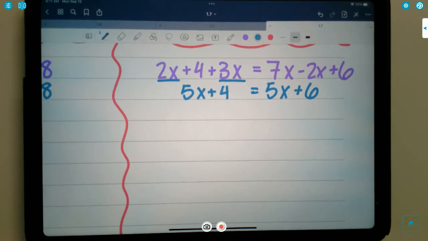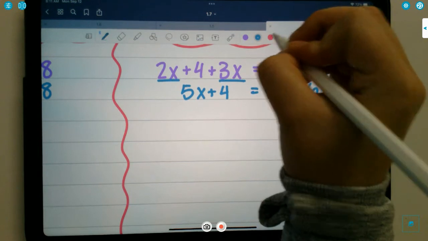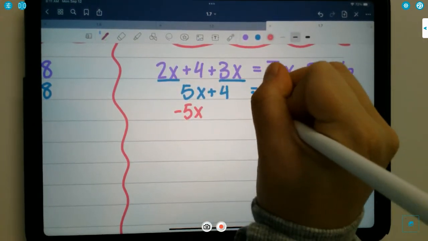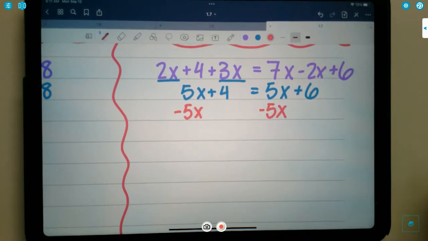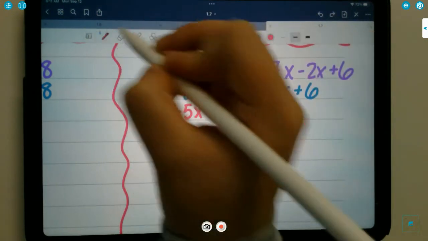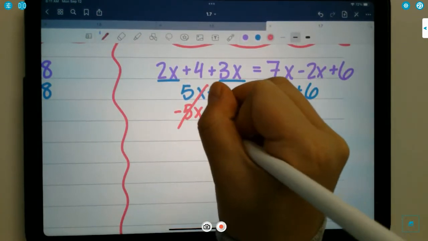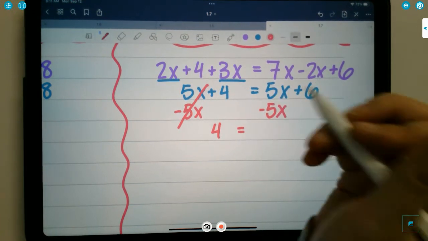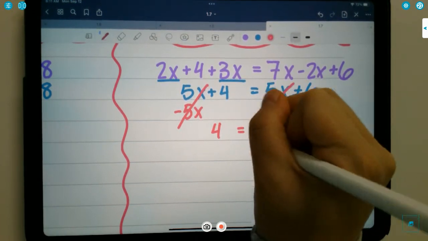From there, I now have to decide whether I want to subtract 5x from both sides or subtract 5x from both sides. But since it's the same, it doesn't matter. So I'm going to subtract 5x from both sides. So I have minus 5x on the left, I have minus 5x on the right. Because my goal at this point is to move all of my x's to one side of my equation. So I'm going to cancel these out. I just have 4 on the left side of my equation.